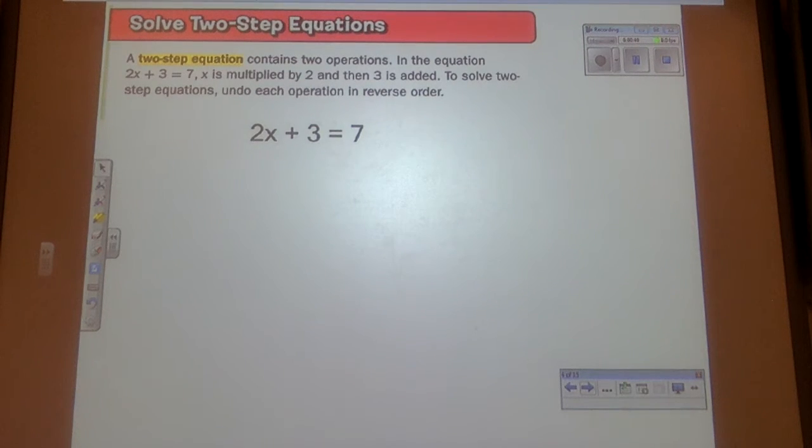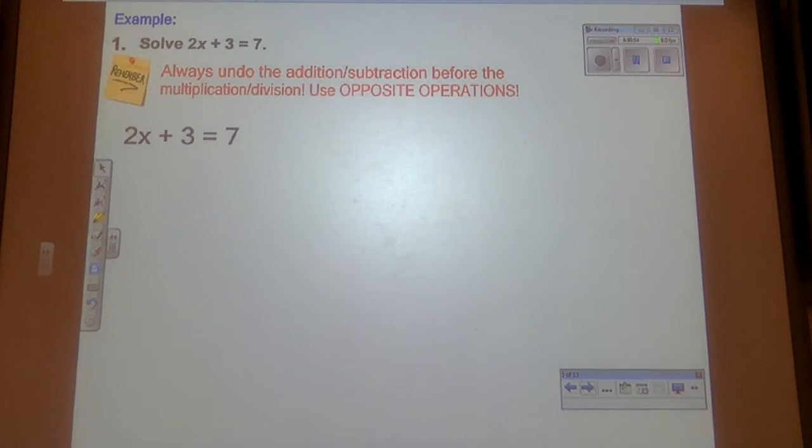So solving two-step equations. A two-step equation contains two operations. In the equation 2x plus 3 equals 7, x is multiplied by 2, and then 3 is added. To solve two-step equations, undo each operation in reverse order. So to solve this, you always need to undo the addition or subtraction before the multiplication. So you're using opposite operations.